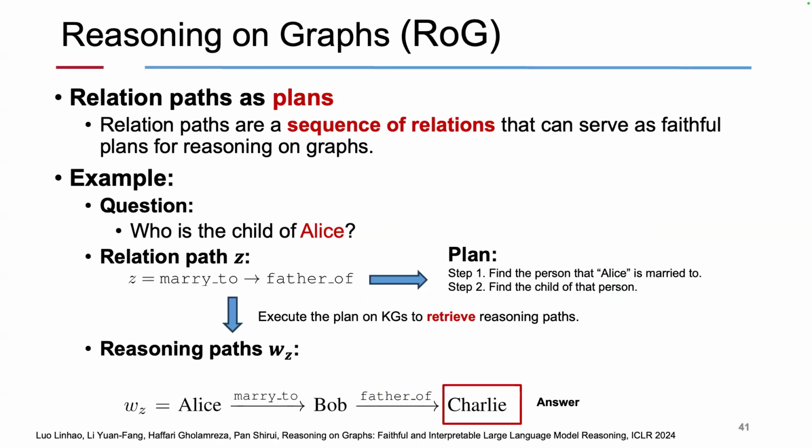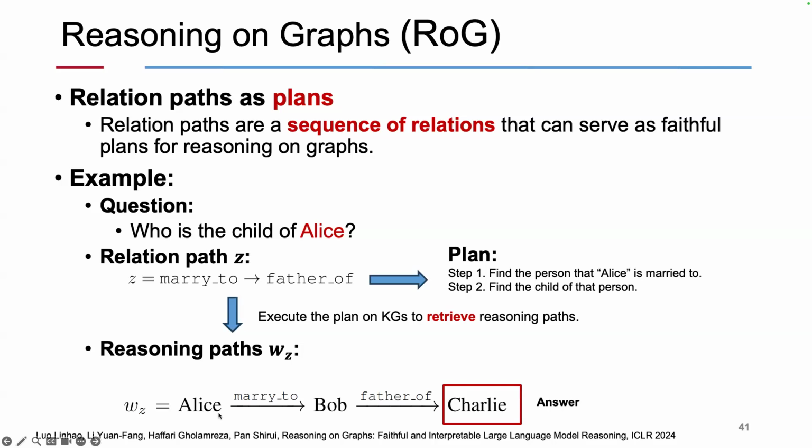So the knowledge graph contains lots of triples and also lots of relations. The relation path is a sequence of relations that can serve as a faithful plan for reasoning on graphs. Taking the same example, who is a child of Alice? To answer this question, we can find a relation path. The first step is married to, and the second step is father of. These plans express the semantics of finding the person that Alice is married to, and then finding the child of that person.